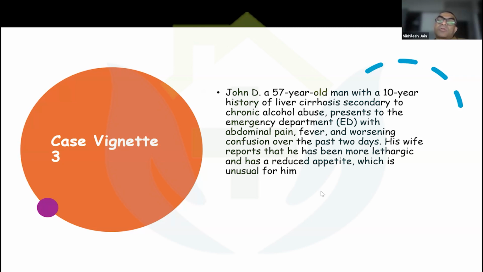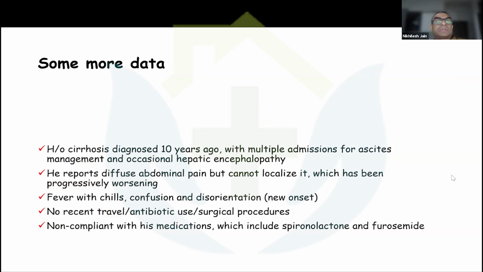So there's the third case vignette and the last one. Basically, a 57-year-old man with a 10-year history of liver cirrhosis secondary to chronic alcohol abuse presents to ED with abdominal pain, fever, and worsening confusion over the past 2 days. His wife says that he has been more lethargic and has a decreased appetite, which is extremely unusual for him. So we give some more data with the case vignette. This patient has got a history of cirrhosis, which was diagnosed 10 years ago, multiple admissions for ascites management, occasional hepatic encephalopathy. He reports diffuse abdominal pain, but is not able to localize it, and it has been worsening progressively.